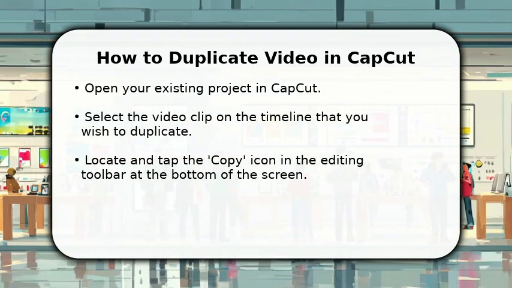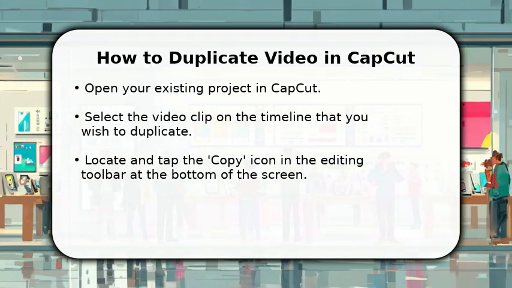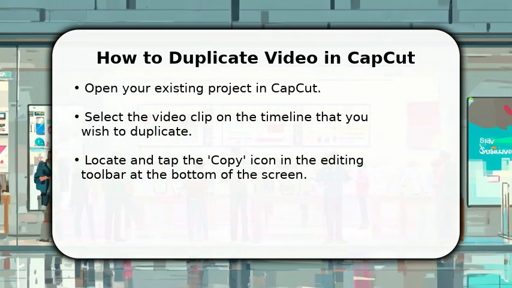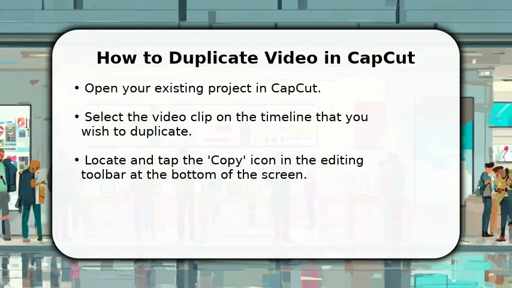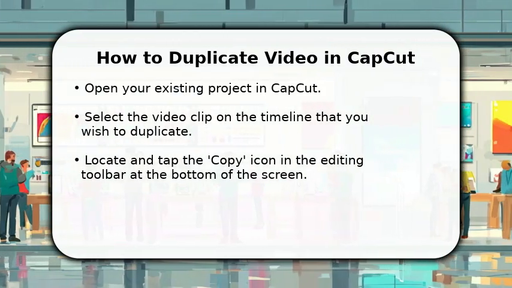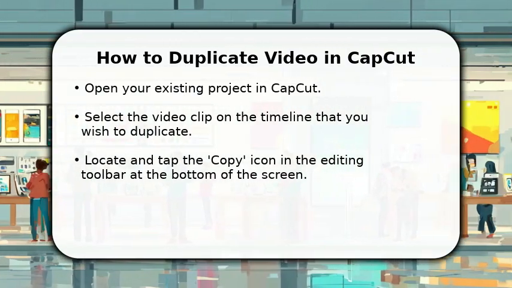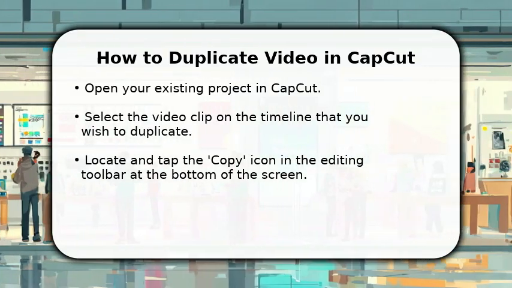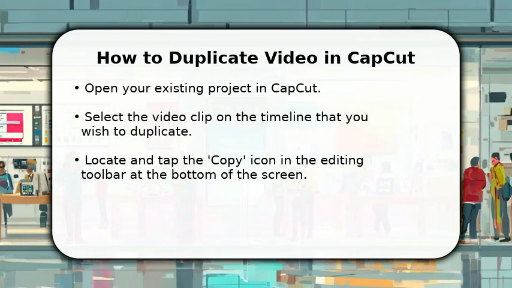Once selected, look for the copy icon in the editing toolbar, usually found at the bottom of your screen. Tapping this will copy the entire selected clip, preparing it for the next step in your editing process. This is a fundamental step for creating repeated segments or effects.